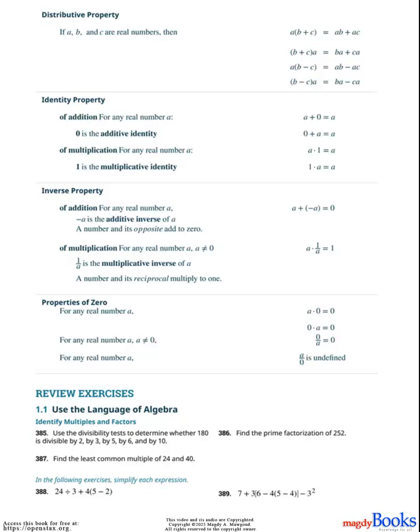In the following exercises, simplify each expression. 388. 24 divided by 3 plus 4 times (5 minus 2). 389. 7 plus 3 times [6 minus 4 times (5 minus 4)] minus 3 squared.